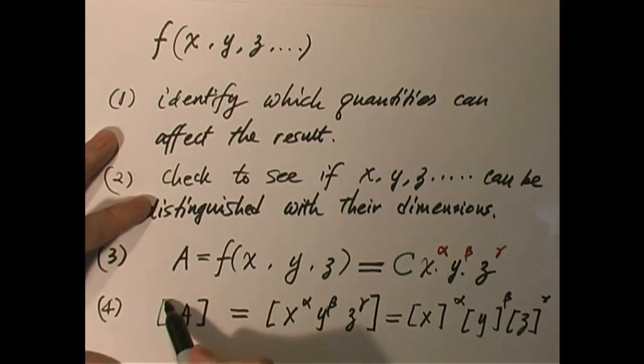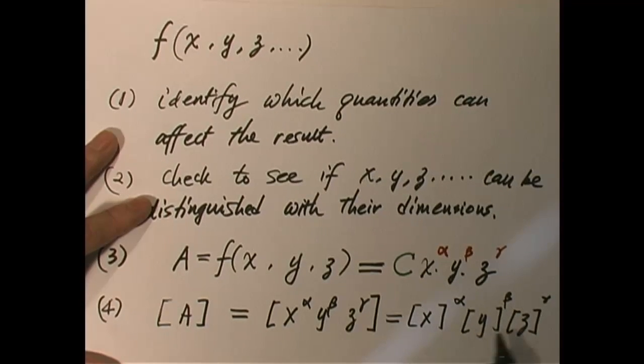Correct? Now, even though I don't know the details of how x, y, z affect this result A, I do know one thing: I know the dimension of x, the dimension of y, the dimension of z, and of course I know the dimension of A. So the next step is to write the dimensions of A, x, y, and z in terms of the fundamental or basic dimensions such as L, T, and M, so that the left-hand side will be a combination of L, T, and M to a certain power. The right-hand side, same thing, L, T, and M to whatever power. And then what do I do? Well, remember the two sides must have the same dimension.